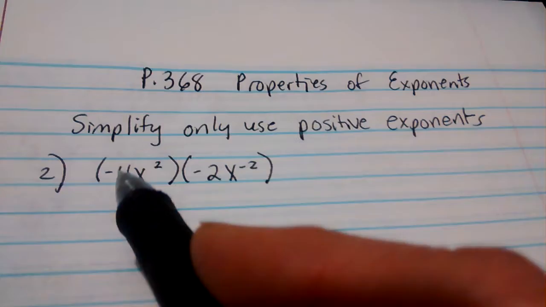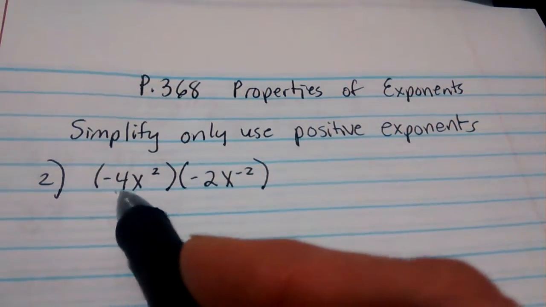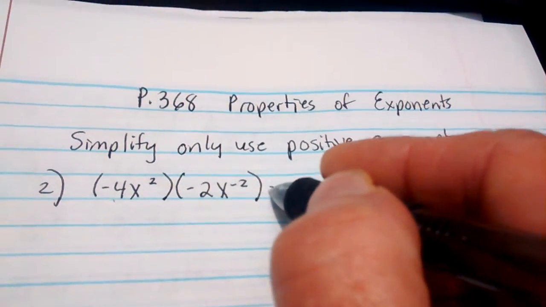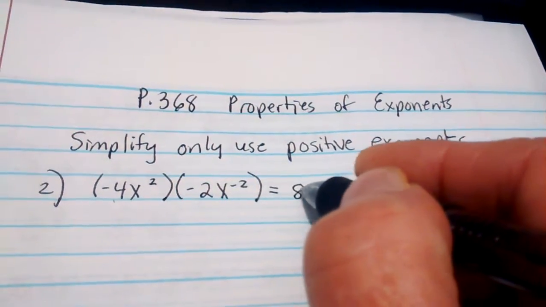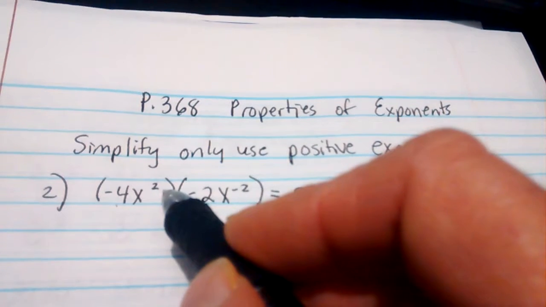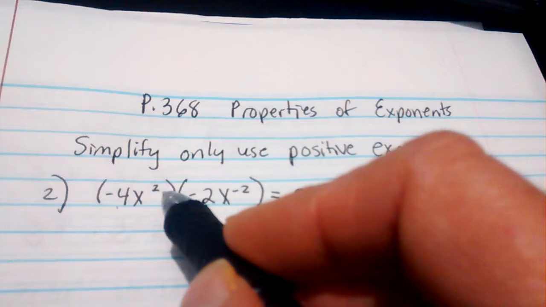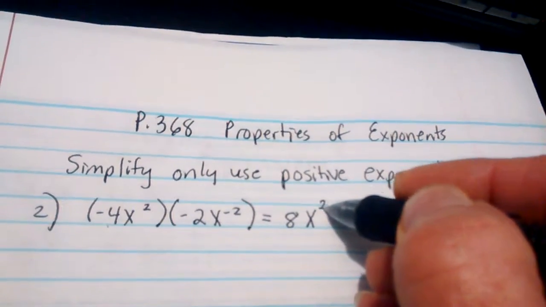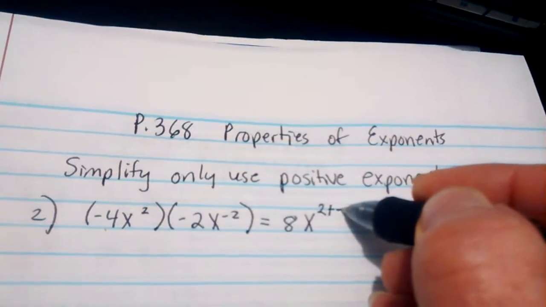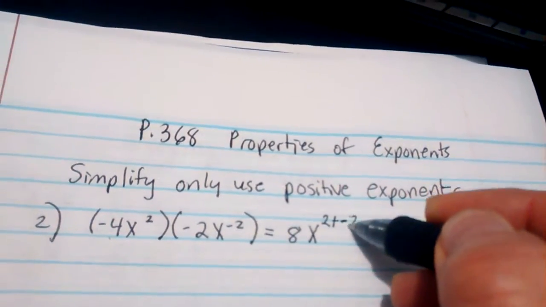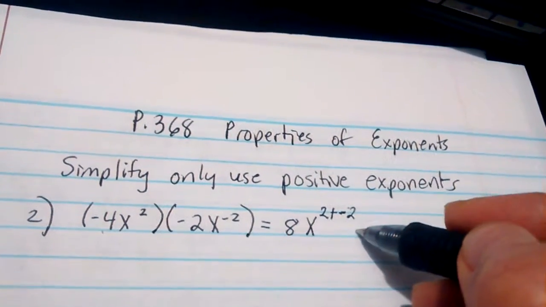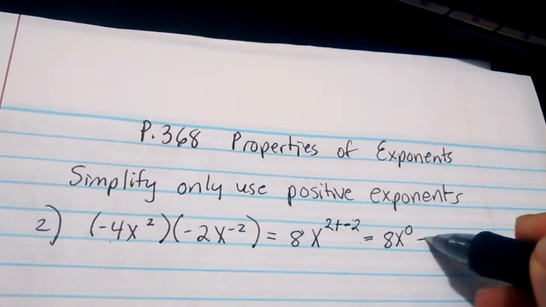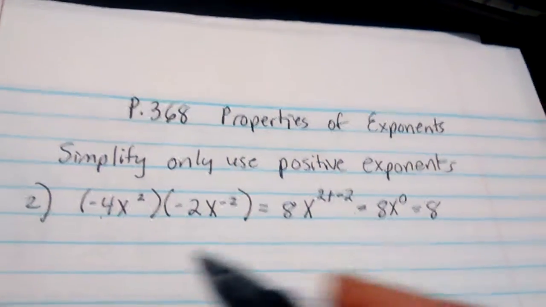If you look at number 2, you would multiply -4 times -2, and that would get you 8. Then you would take the exponents and add them. So it would be x squared plus -2, and that comes out to be x to the 0. Anything to the 0 power is 1. So that would be the answer to that one.